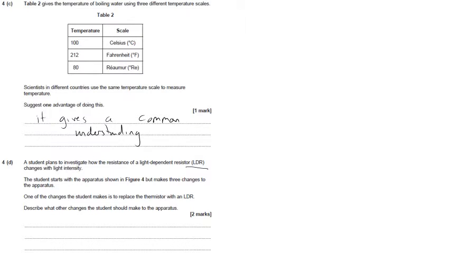So you would need to replace the Bunsen burner with a lamp, because instead of temperature we're changing light level, and you would need to replace the thermometer with a light sensor, because we're now measuring light level and not temperature.